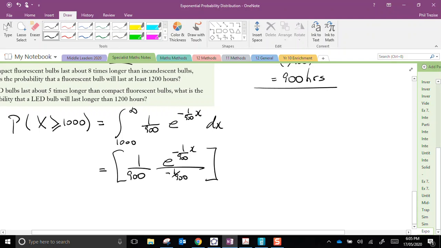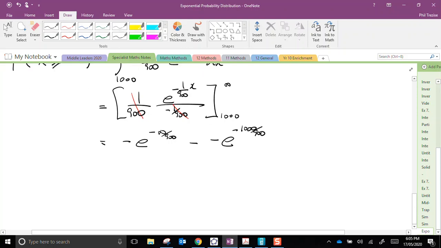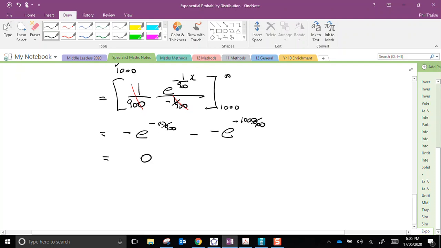Would have been much easier if I wrote lambda everywhere, wouldn't it? So that 1 over 900 cancels with that 1 over 900, and I'm integrating from 1,000 to infinity. This is looking a bit messy, isn't it? So I'd have negative e to the power of, this is negative infinity over 900, subtract negative e to the power of, that would be negative 1,000 over 900. Now that first value of course comes to 0, and this is just plus e to the power of negative, and that would be 10 over 9.